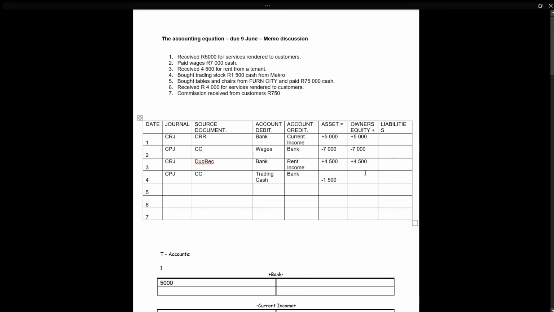Let's go and show the influence on my assets. Right, so plus the 1,500 minus 1,500 will equal 0 plus 0. We've done this one correctly as well.